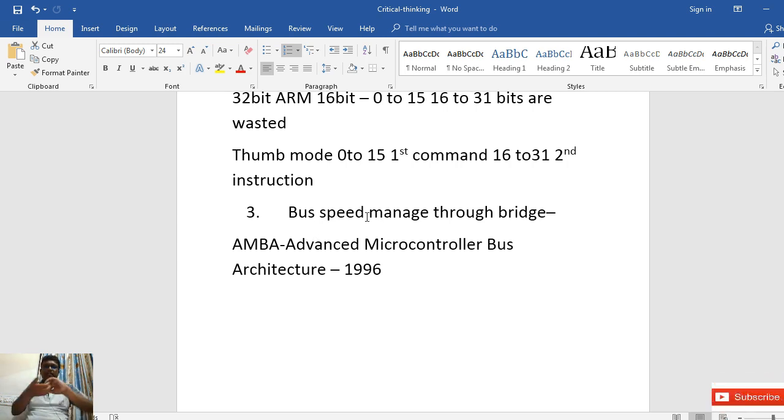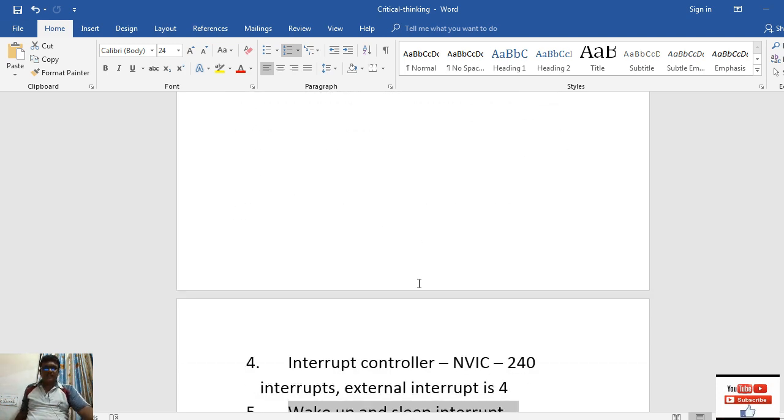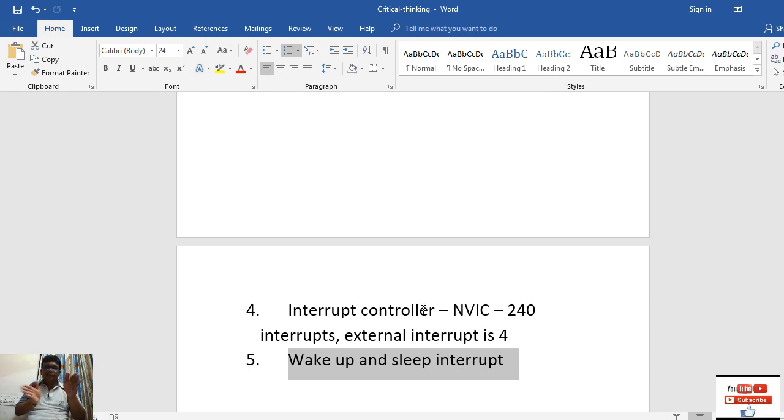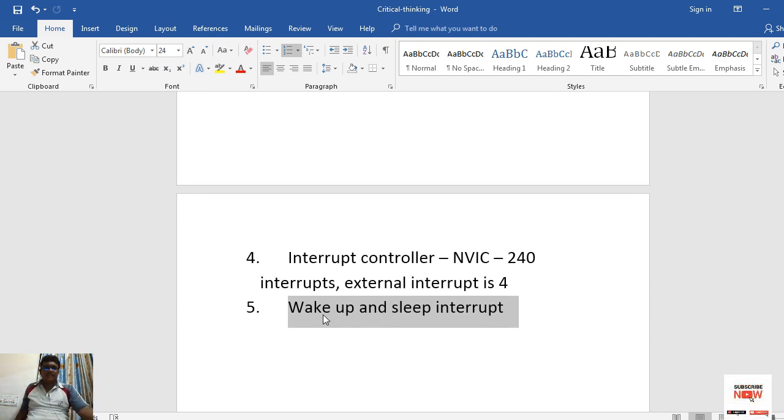Next one is bus speed handshaking. The core is going to run at 100 gigahertz. USB peripherals are going to run at a lesser speed. So they make a critical bridging thing, that is called the APB bridge, or simply a bridge, which is going to match the speed variation between the core and your peripherals. And next one is nested vector. You have 250 nested vectors. And the last one is wake up and sleep interrupt. So this is wake up and this is sleep.